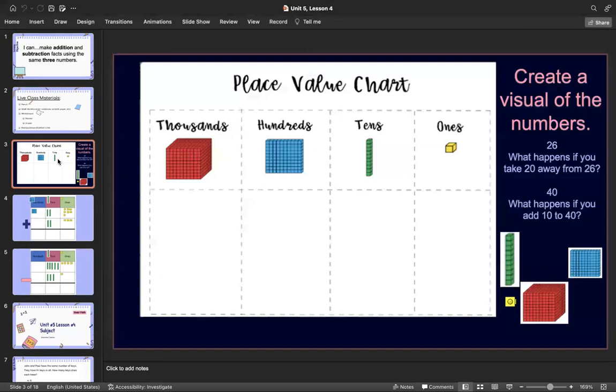First and foremost, like we always do, we start with place value chart. Your first number today is 26. What happens if you take away 20 from 26? What happens? Pause, work with your learning coach.